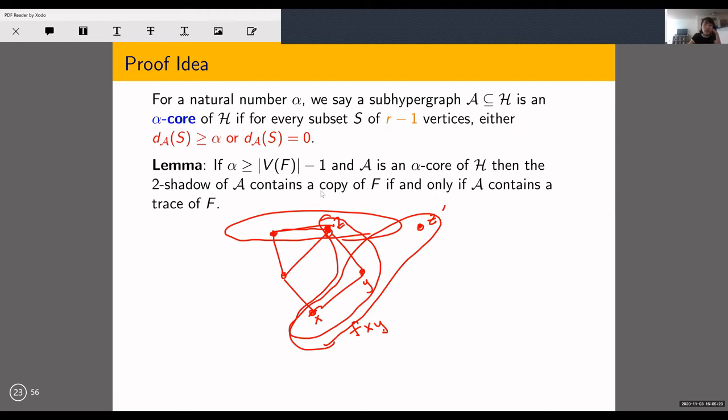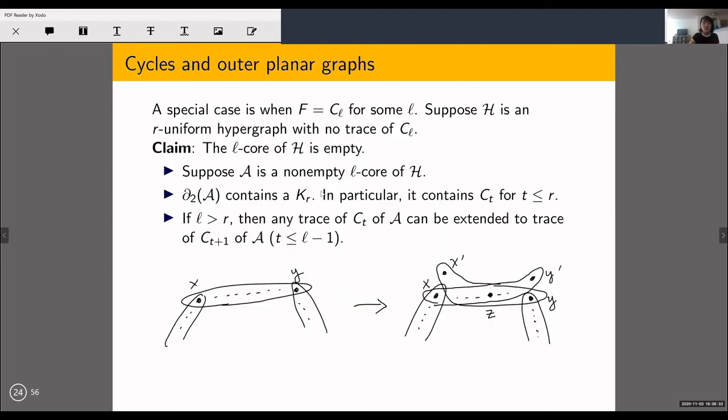Okay, so the rest of the proof was basically to show that the alpha core does exist and that we can control the amount of edges that we delete to get to the alpha core. I won't show those details, but what I'll show is a special case. For example, when our graph is a cycle, C_L for some length L, and suppose we have some r-uniform hypergraph with no trace of C_L. What we want to show is that the L core of this hypergraph is empty.